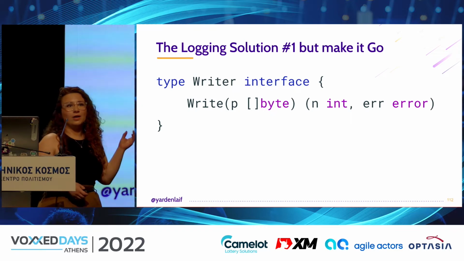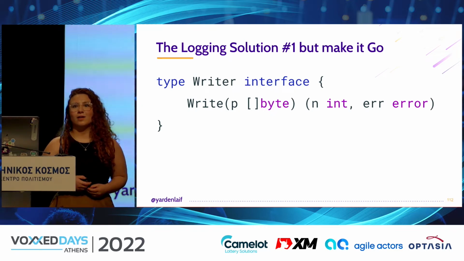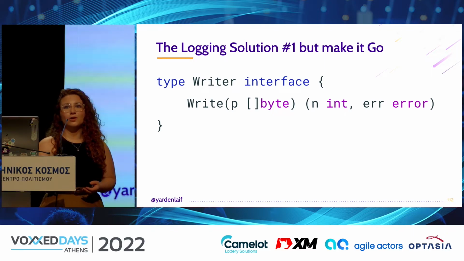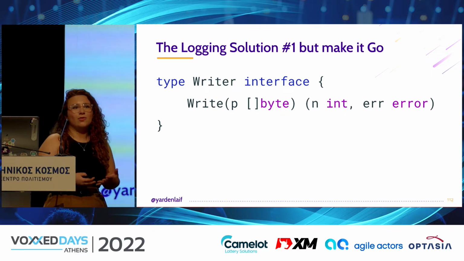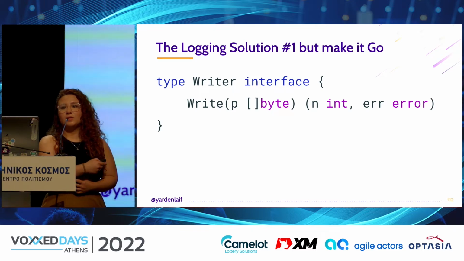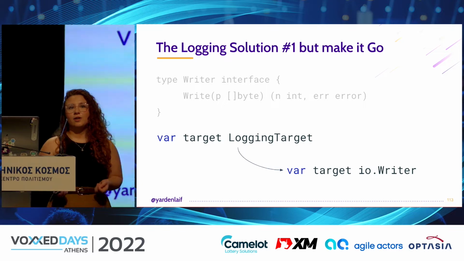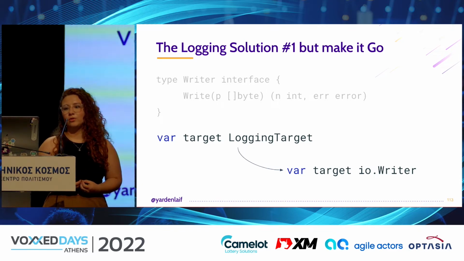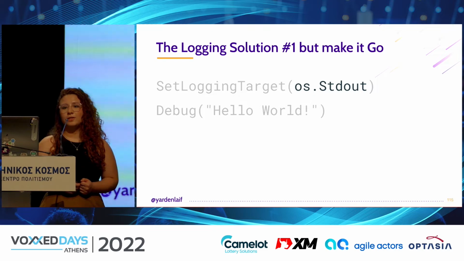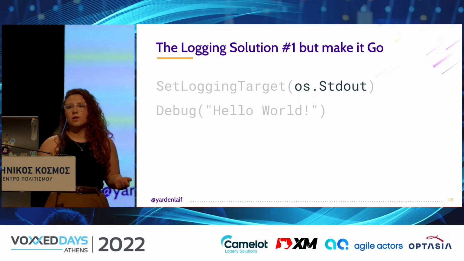In this case, we have the writer interface. This looks a lot like our logging target interface, right? Well, this interface exists as part of the standard Go library, which means it exists in any Go binary you find out there. Now, if we do just a small change and change our target from logging target to io.Writer, io is the package in which Writer comes in, then we can just use standard types like os.Stdout, because os.Stdout already implements the io.Writer interface.